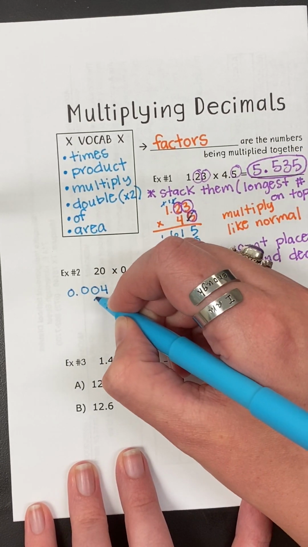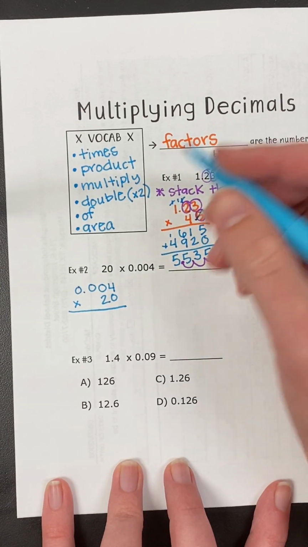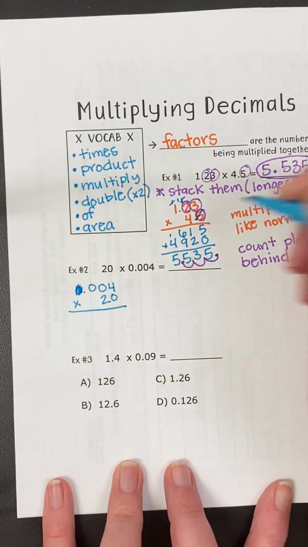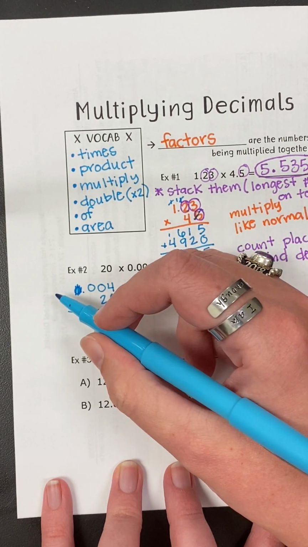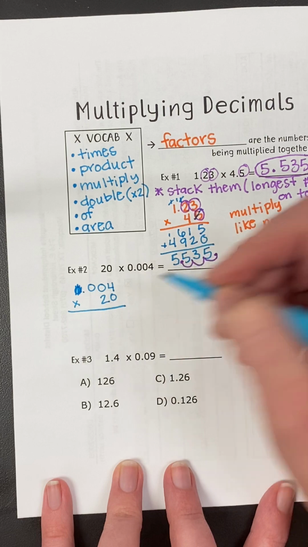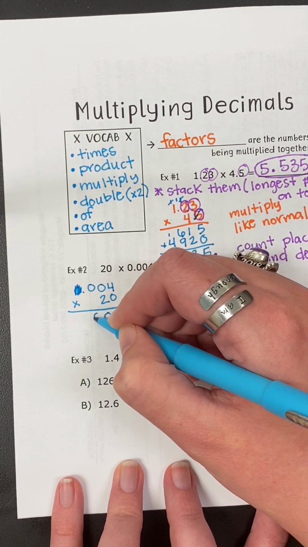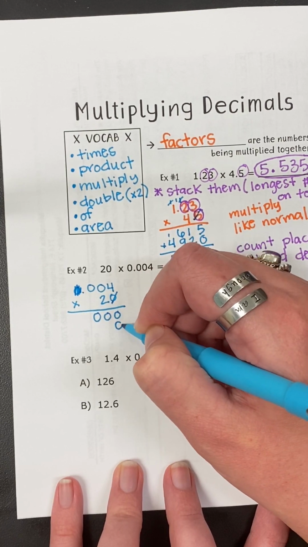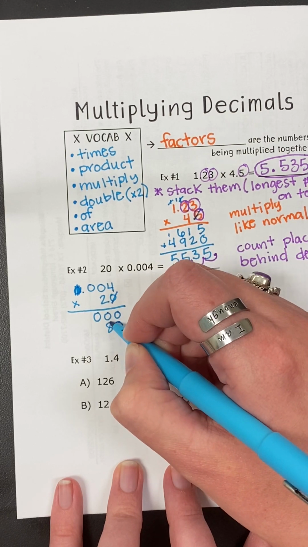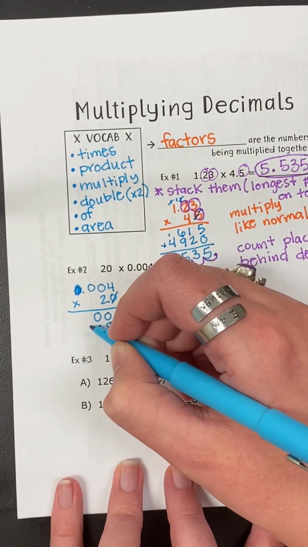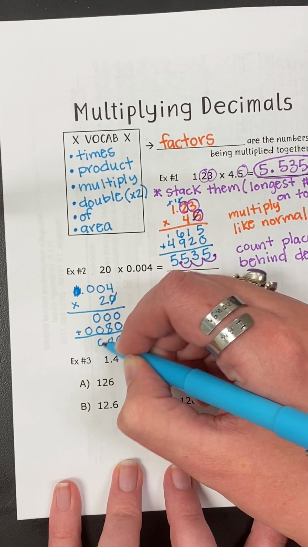So we are going to put 0.004 and 20. Now, some people might say, Miss Cups, you don't need that. No, you don't. If it's in front of the decimal and it's a 0, you can get rid of it. So now I'm going to multiply like normal. That's going to be 0, 0, 0. That 0's gone. Drop your 0. Don't forget, there's lots of zeros. 2 times 4 is 8. And then 2 times 0, 2 times 0, and then add. I get 0, 8, 0, 0.